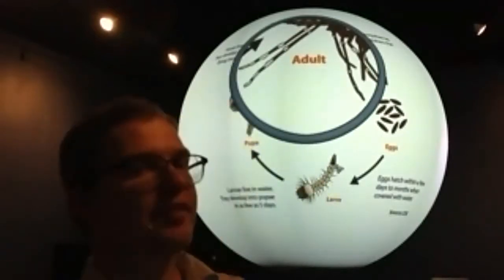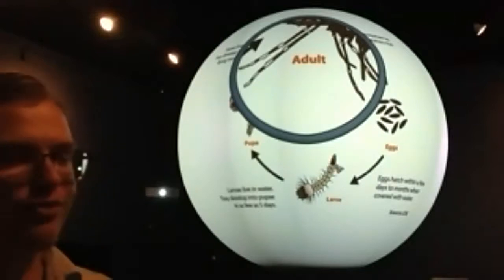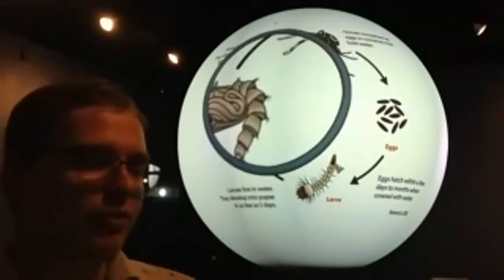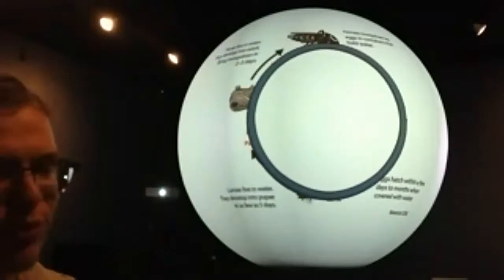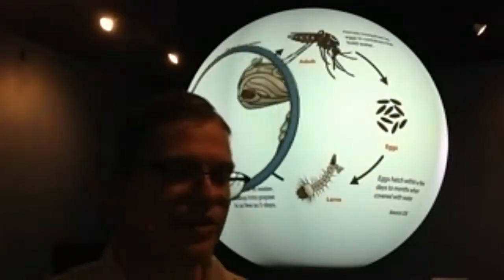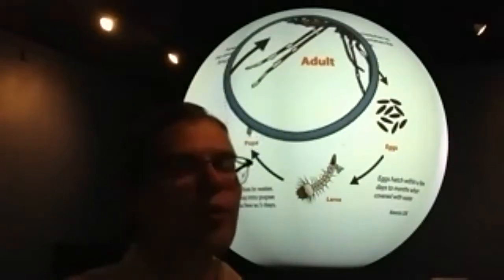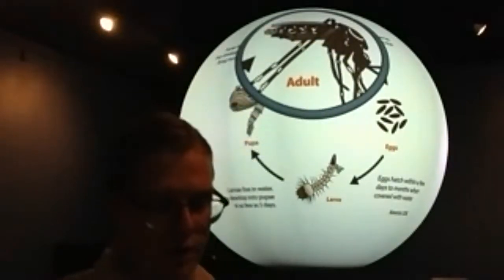The same is true for mosquitoes as it is for butterflies, and it's true for a lot of other things. So those mosquitoes are going to be in a pupa for, again, just a couple of days, about 2 to 3 days, and then they will grow into that adult mosquito, and the whole process starts all over again.